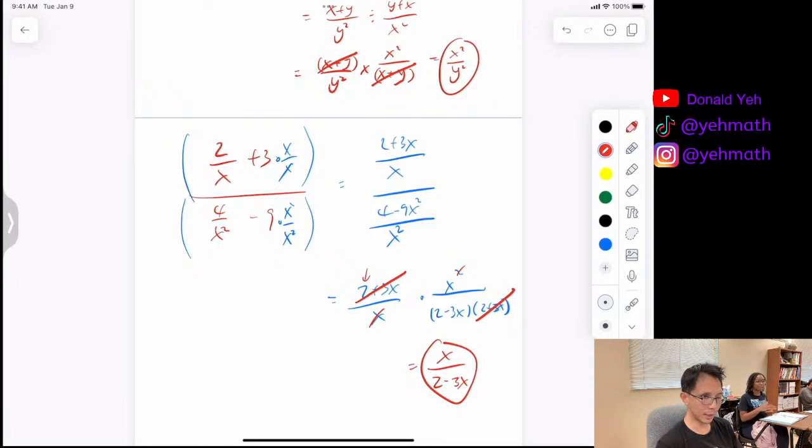You cannot take out -x if it's different. -1 you can. You can take out -1. So that's going to be -1 times 9x squared minus 4, so that's going to be 3x plus 2 and then 3x minus 2. Then your answer is not much different, right? Should be the same, because 3x plus 2 and 3x plus 2 is going to cancel out regardless.